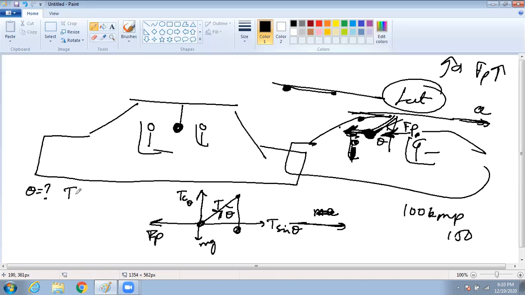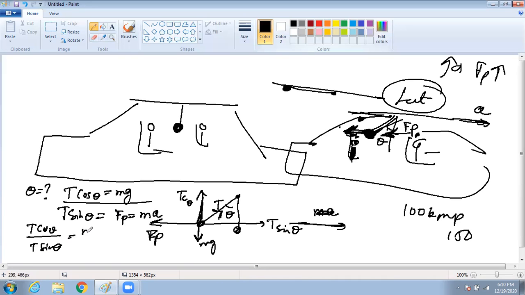So now your T cos theta is equal to mg. Obviously this force is negative of this force. And your T sin theta is equal to the pseudo force, that is equal to ma. So can we divide both equations? T cos theta divided by T sin theta is equal to mg by ma. Yes or no? That means cot theta is equal to g by a. Yes or no? Cot theta equals g by a.